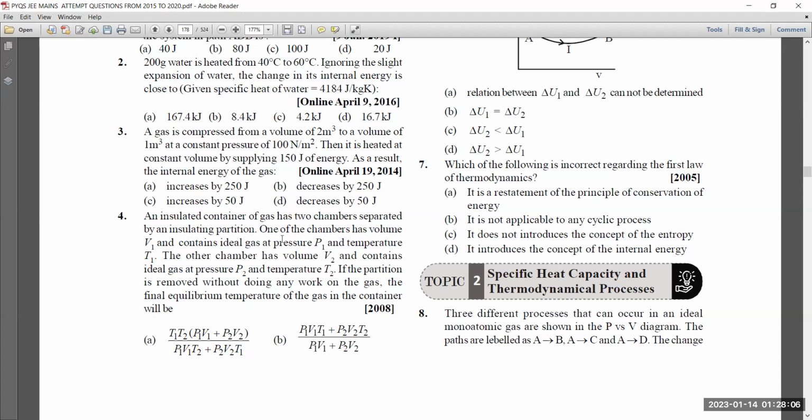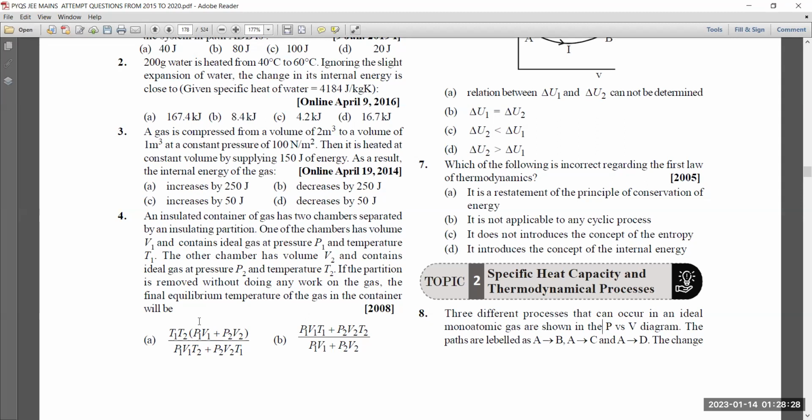So an insulated container of gas has two chambers separated by an insulating partition. One of the chambers has volume V1, contains gas at pressure P1, temperature T1. If partition is removed without doing any work on the gas, the final equilibrium temperature of the gas in the container will be. So what we have to do? Conservation of internal energy.